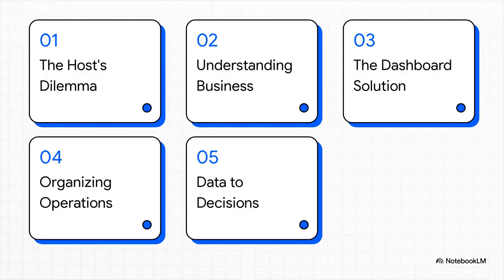Okay, so here's the game plan. First, we're going to talk about the host's dilemma, all those things that drive you crazy. Then we'll get a handle on what kind of business you're really running. After that, I'll show you the dashboard solution that pulls it all together. We'll break down your operations into 3 core pillars. And finally, we'll see how all this organization actually helps you make smarter decisions and more money.